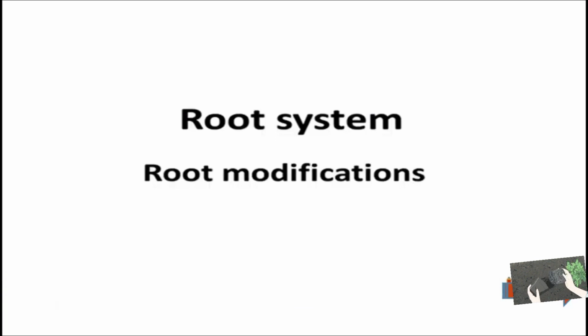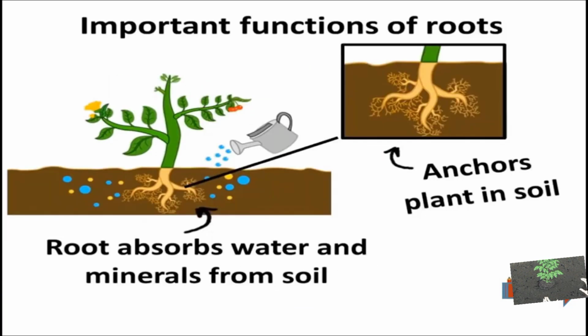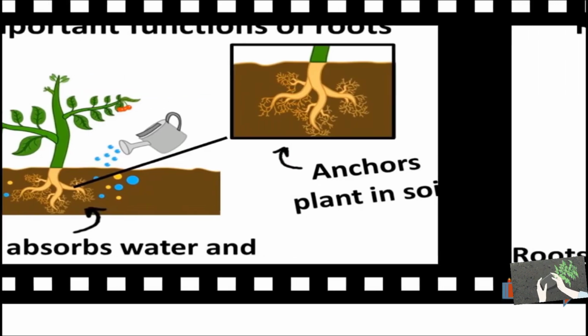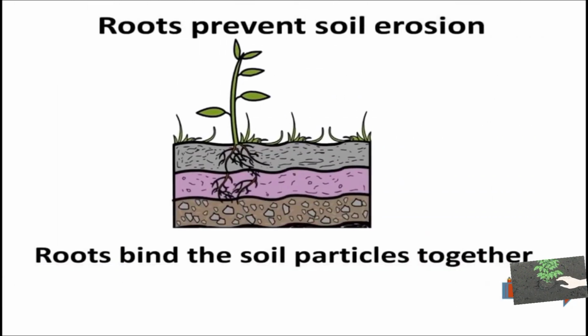What is root modification? Students, the important functions of the roots: roots absorb water and most importantly minerals from the soil, and they also anchor the plant in the soil. Apart from these, an important function that the root performs is that roots bind the soil particles together. Hence, we can say that roots prevent soil erosion, that is the washing away of soil particles due to wind, rain, etc.